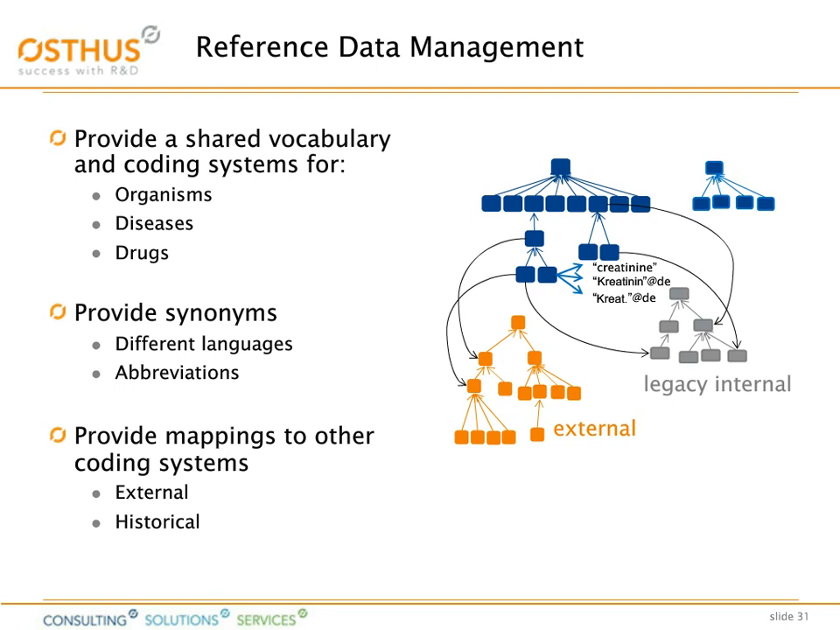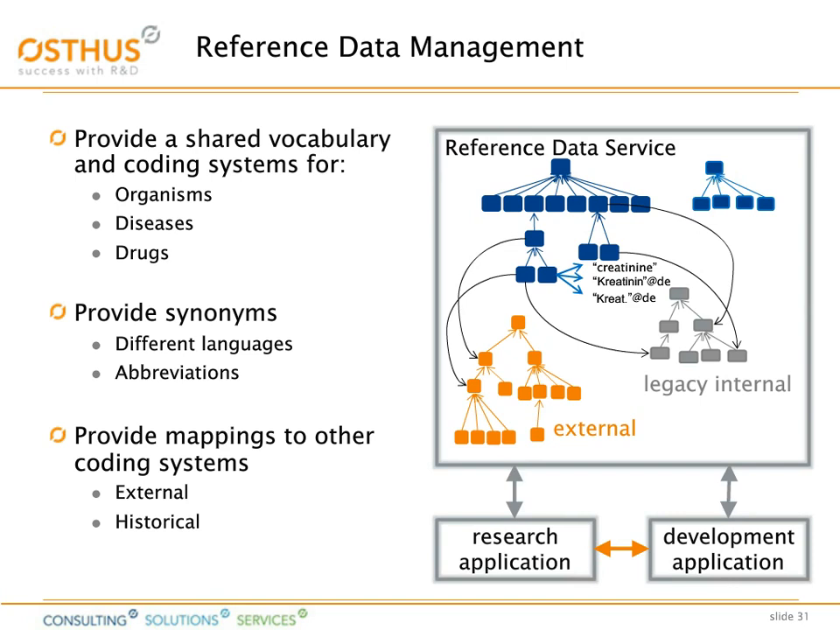And by providing this reference data service, applications from different departments such as research or development now speak the same languages. They use the same reference vocabularies, and then they can interact. So if you are struggling with many different coding systems, be it internal, legacy, or those of your own department, then we can help you build up this kind of reference data service to make your applications speak the same language.